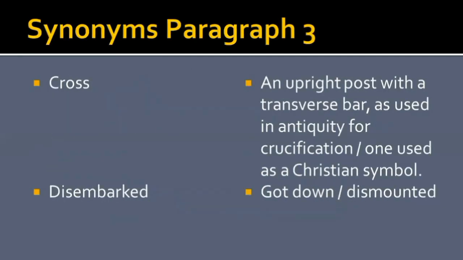And what is cross? Cross is an upright post with a transverse bar as used in antiquity for crucifixion, one used as a Christian symbol. And the meaning of disembarked is got down or dismounted.